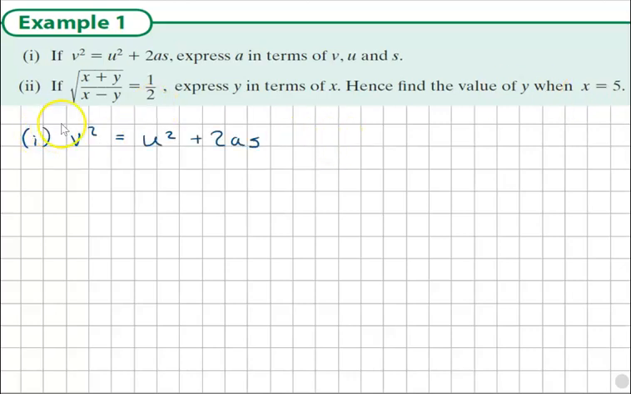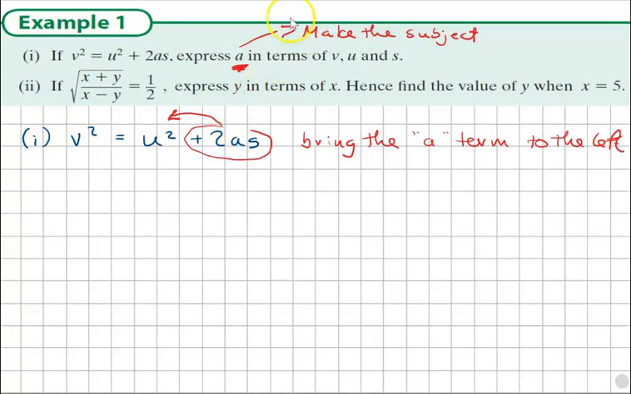So part 1, we start with v squared equals u squared plus 2as. So we want to make A the subject. So we want to bring any A terms or any terms containing an A to the left. So the only term that has an A is this one here, positive 2as. So that's going to come over the equal sign and become negative 2as. And we just bring everything else down.